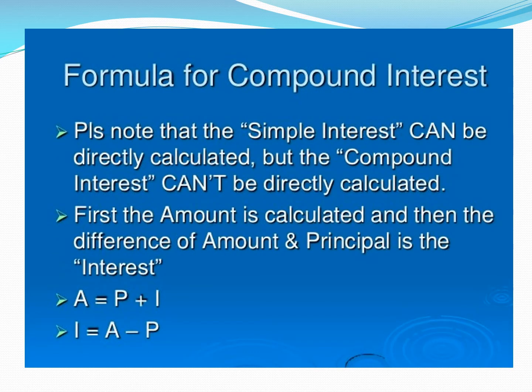Please note that simple interest can be directly calculated, but compound interest can't be directly calculated. First the amount is calculated, and then the difference of amount and principal is the interest. Therefore, amount equals principal plus interest. If you want interest, then interest equals amount minus principal.